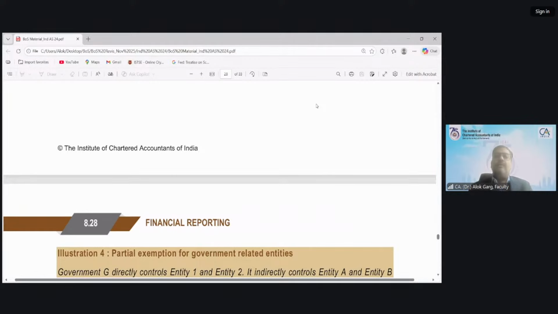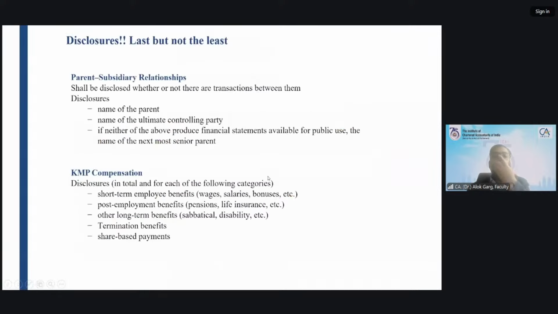Now let's move to the disclosure part, friends. What are the disclosures? There are two types of disclosure. Disclosure number one is the related party disclosure. Related party means you are required to give the name of the related party and the relationship with the related party. That is disclosure number one.